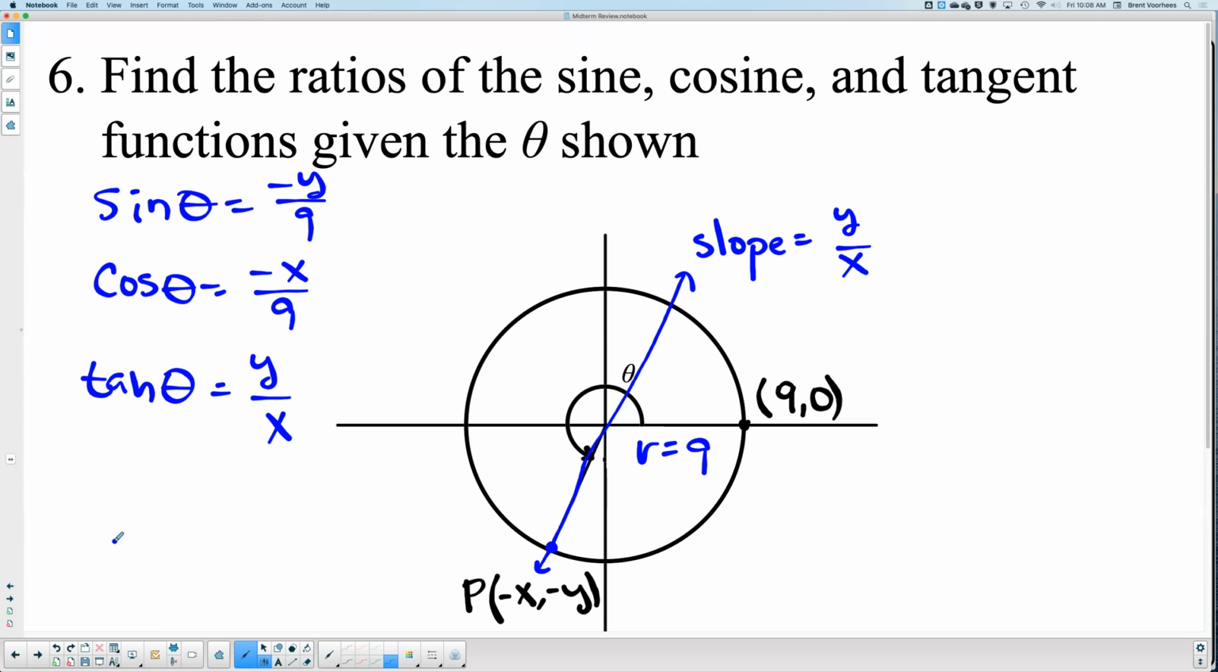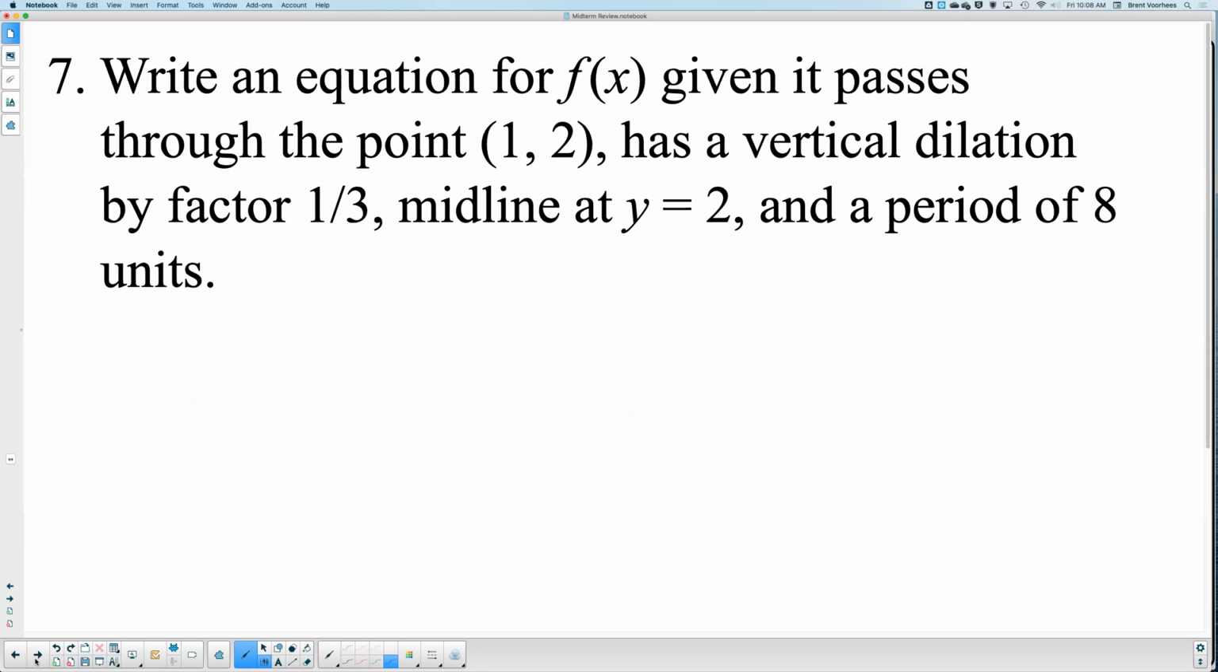All right, let's move on. 7 here. Write an equation that passes through the point (1, 2), has a vertical dilation by factor 1/3, a midline at y equals 2, and a period of 8 units. All right, let's start with what you think you can do the easiest first. We're writing an equation. What's our equation? Y equals A sine of B times (x minus C) plus D.